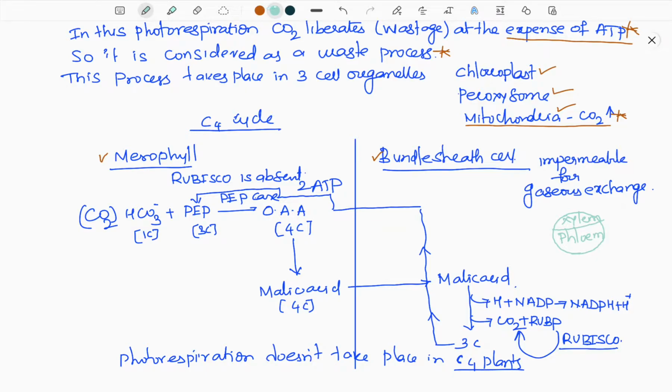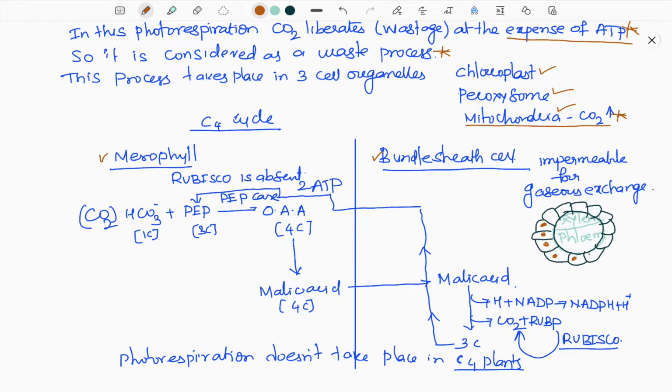And next, around the vascular bundle, we find the bundle sheath cells. These bundle sheath cells are many in rows. They are bigger in size. They are thick-walled. They are compact, no intercellular spaces, and they have suberized cell walls. They are impermeable to gases. Right? Now, in these bundle sheath cells, the so-called Rubisco is present.